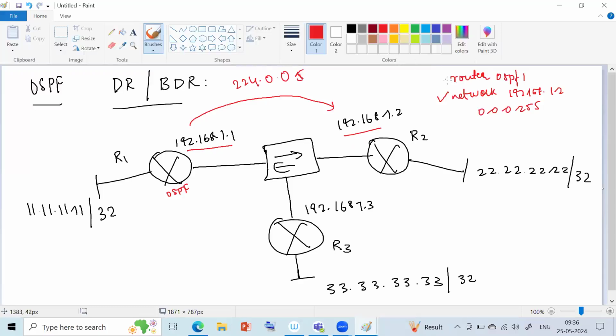And by default, all the OSPF configured routers, excuse me, guys, give me one minute.